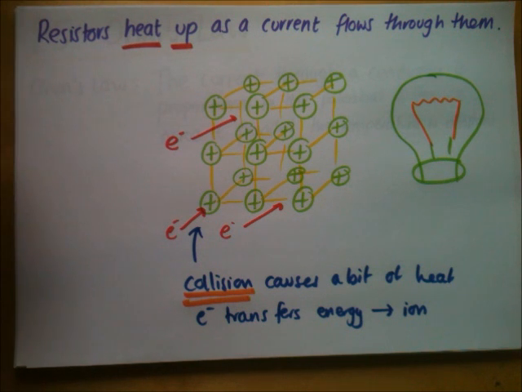So, resistance is measured in ohms. It's how hard it is for an electron to get through. It's in everything, really, but the resistance of wires is really small, so we don't need to worry about it. And a resistor will heat up as a current flows through it because of the collisions of electrons. They're the 4 main points that we need to know about. So hopefully that video has helped.